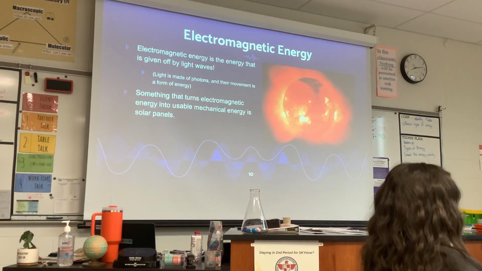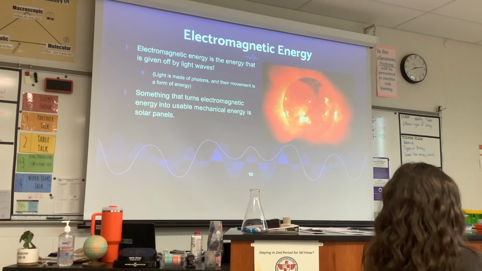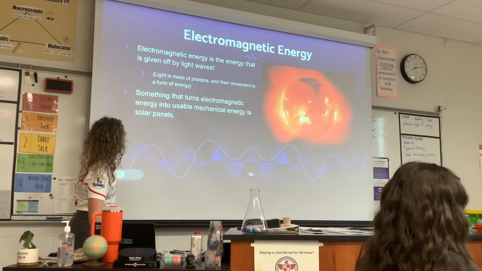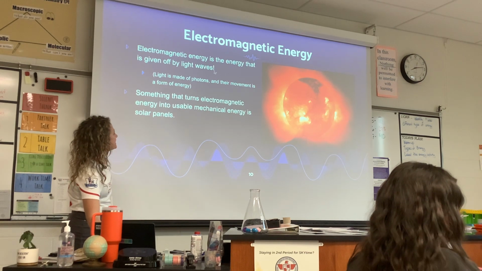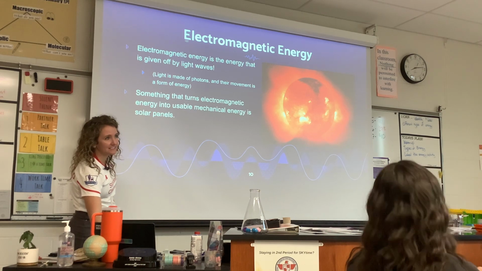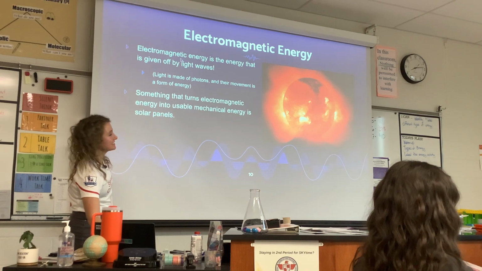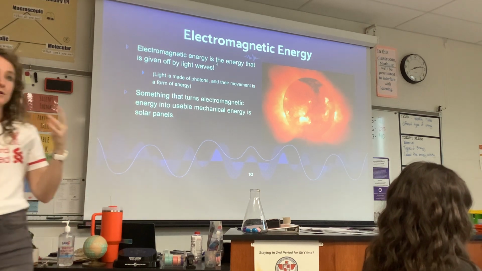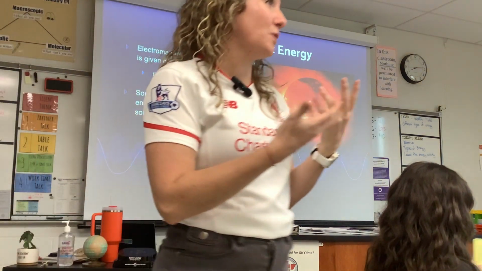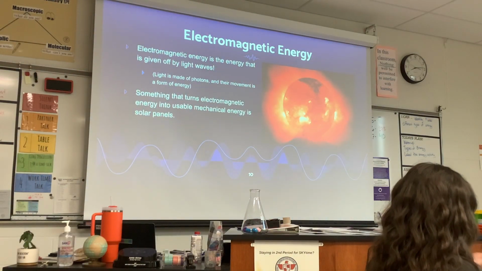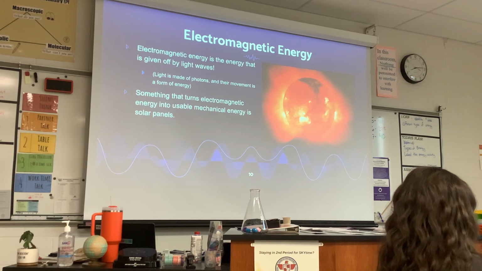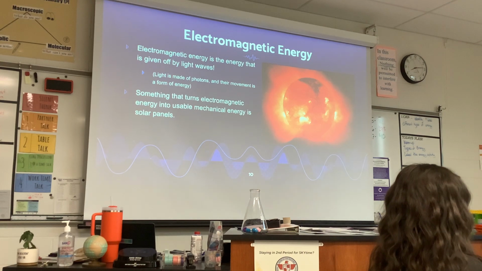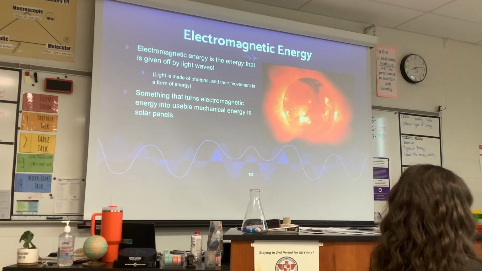Okay, next one, electromagnetic energy. Electromagnetic energy is the energy that is given off by light waves. Keyword here to simplify this big word is light. Now keep in mind with light waves, we have the light that we're used to seeing, but then there's also types of light that you don't directly see, like black lights, infrared, but those are still classifications of light.